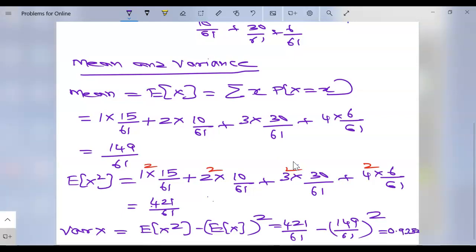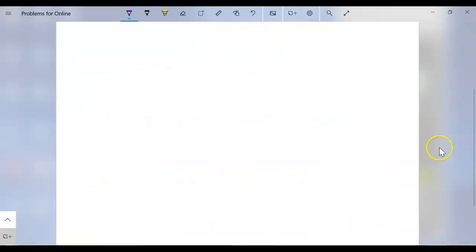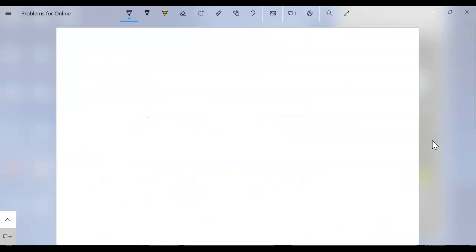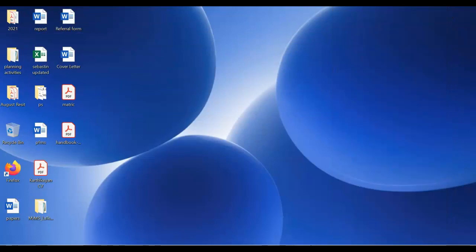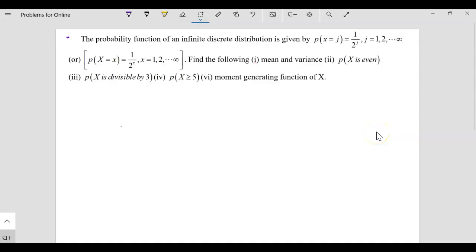So practice this problem, and then I will just give an explanation to the physical students here. Okay, the next problem, let me check whether I have it. I will pause this video. This is the problem I want you to try.